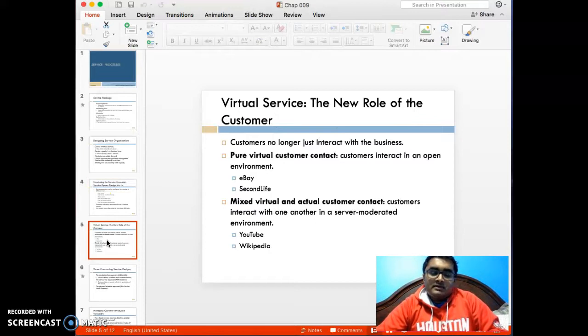With technology rising, virtual services are becoming more and more part of our daily lives. Like Amazon, for example, you can just go online, search whatever you want, add it to a cart, and pay for that. There are also mixed virtual and customer contacts, like YouTube and Wikipedia.